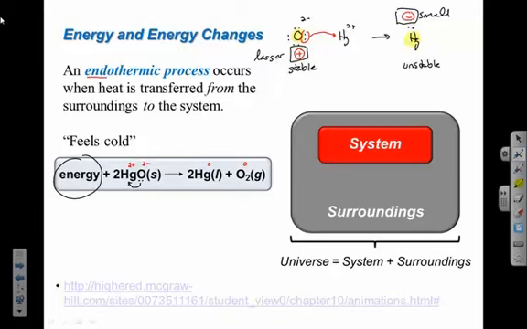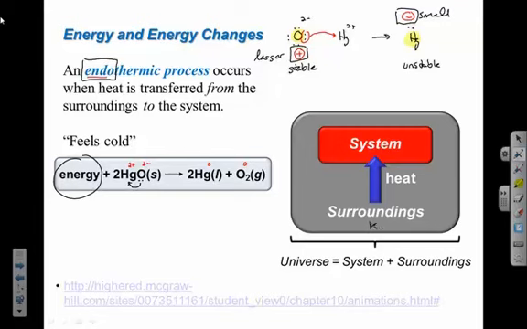So we call that type of reaction, and there are many examples of that, endothermic, because endo means in, and the system is taking energy in from the surroundings. So in that case, the energy is taken in. The energy is necessary to break attraction.